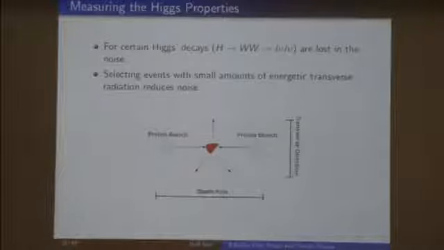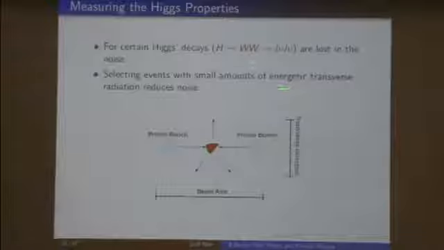And I look at the energy that is moving perpendicular to that. If I just say, I only want to look at events which do not have a lot of energy in that perpendicular direction, that can clear out a lot of the noise and give me a better handle on the Higgs decays that I actually want to see.